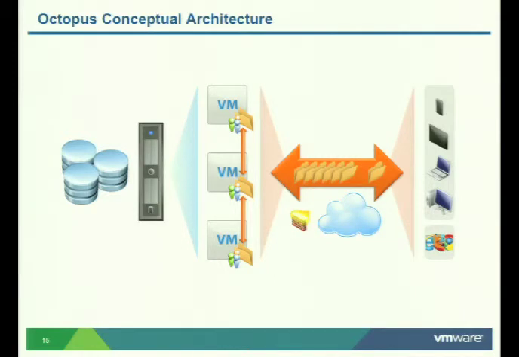Out of the box, when you initially set up the vApp, it comes by default with one single data node. That is the Octopus node. But we know that in production, most people will set up more than just one data node, for scale as well as for availability. So we make it very easy for you to clone multiple data nodes.